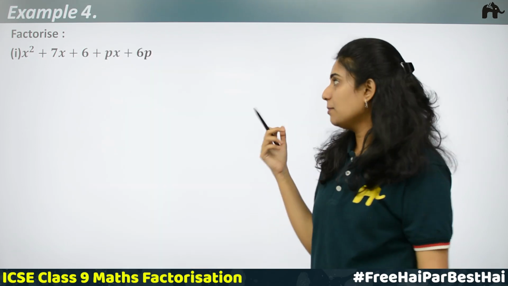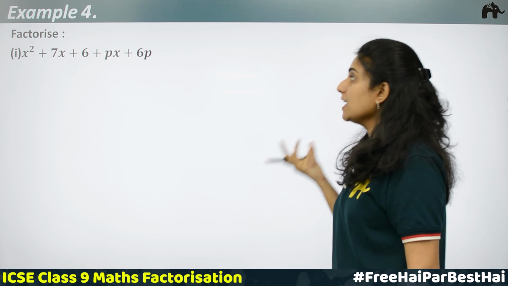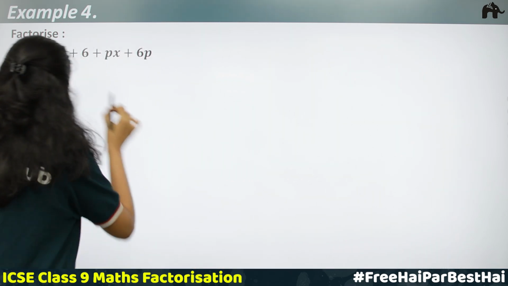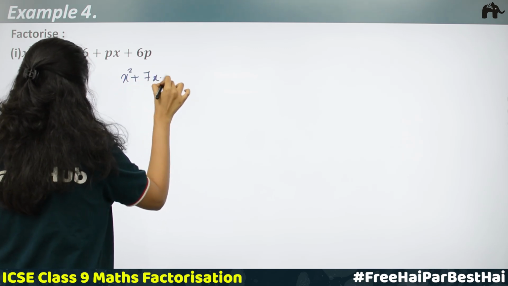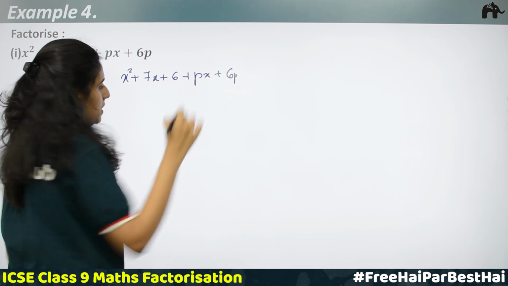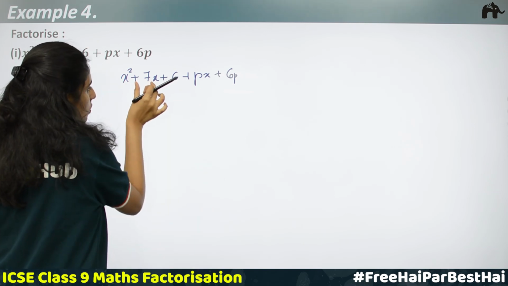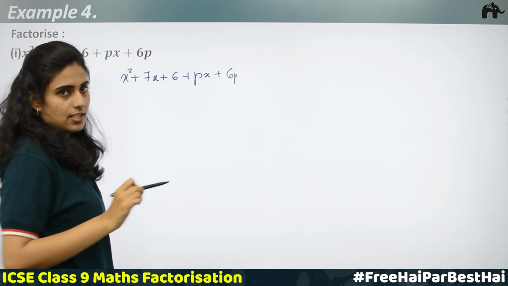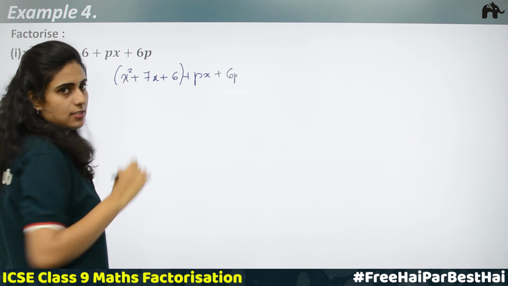Okay. Third example, factorize x square plus 7x plus 6 plus px plus 6p. So, here we are having x square plus 7x plus 6 plus px plus 6p. Okay. We have p containing terms in this case. Now, we are going to split the middle term. So, here the middle term is 7x that is considered. Okay. So, here just consider this part first.